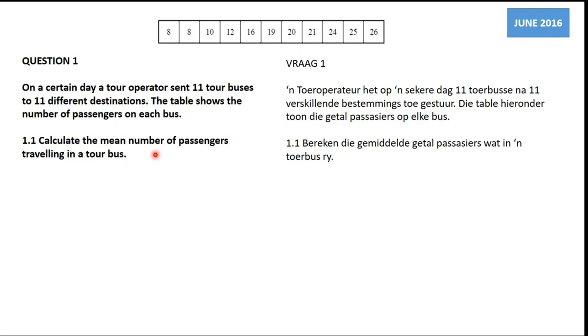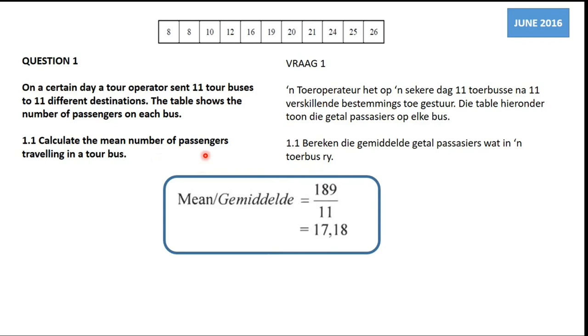Calculate the mean number of passengers traveling in a tour bus. Mean, now when we talk about mean, we never say mean, we say average. Like when you have 2 tests and you want to get the average of the test, then you add the 2 and you divide by 2. That's what that means. So bad English word for mean is the average.